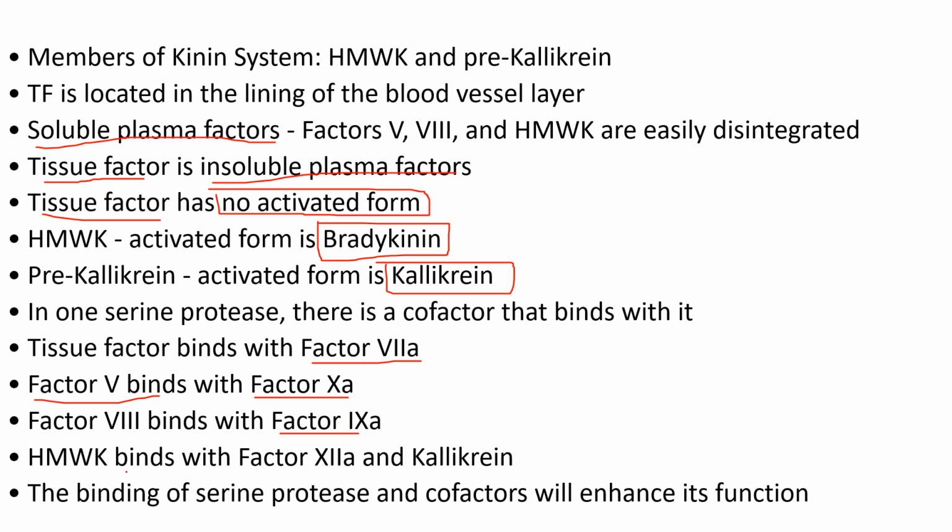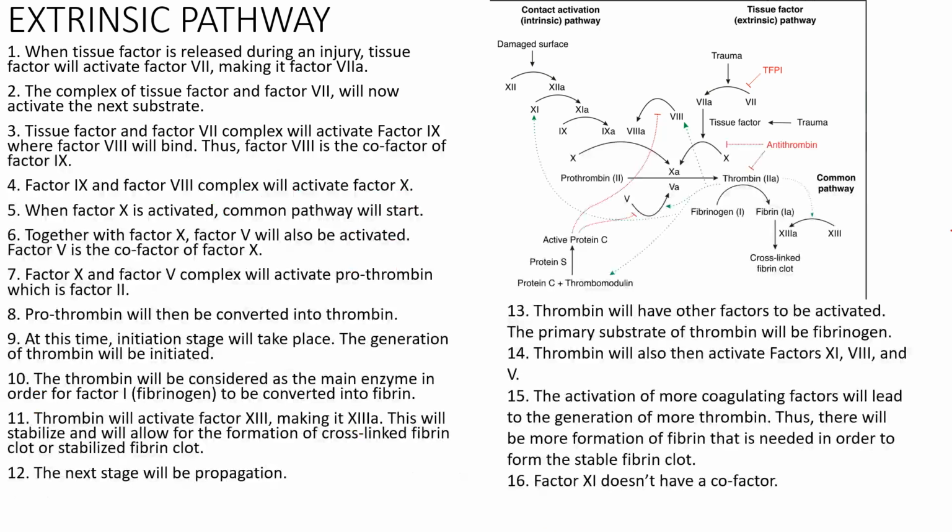High molecular weight kininogen binds with factor 12, activated factor 12, and kallikrein. The binding of serine protease and cofactors will enhance its function. Now let's talk about the different pathways. So in your secondary hemostasis, there are three pathways. Let's start first with the extrinsic pathway.